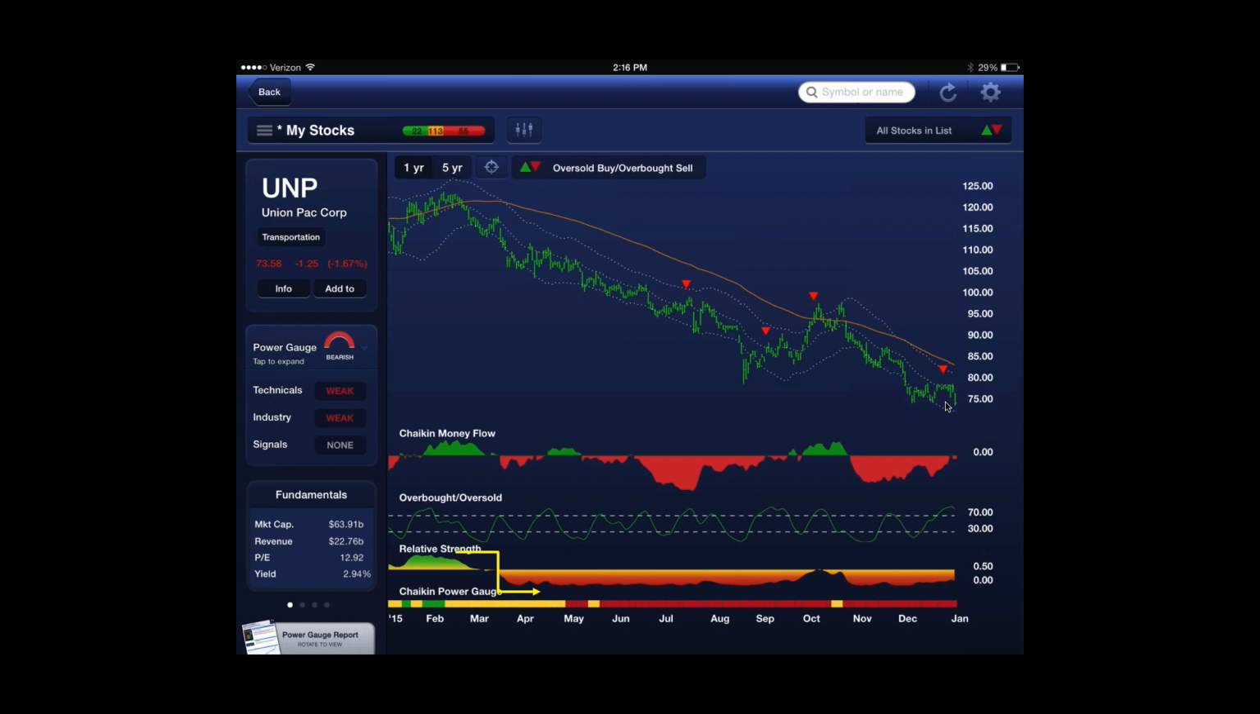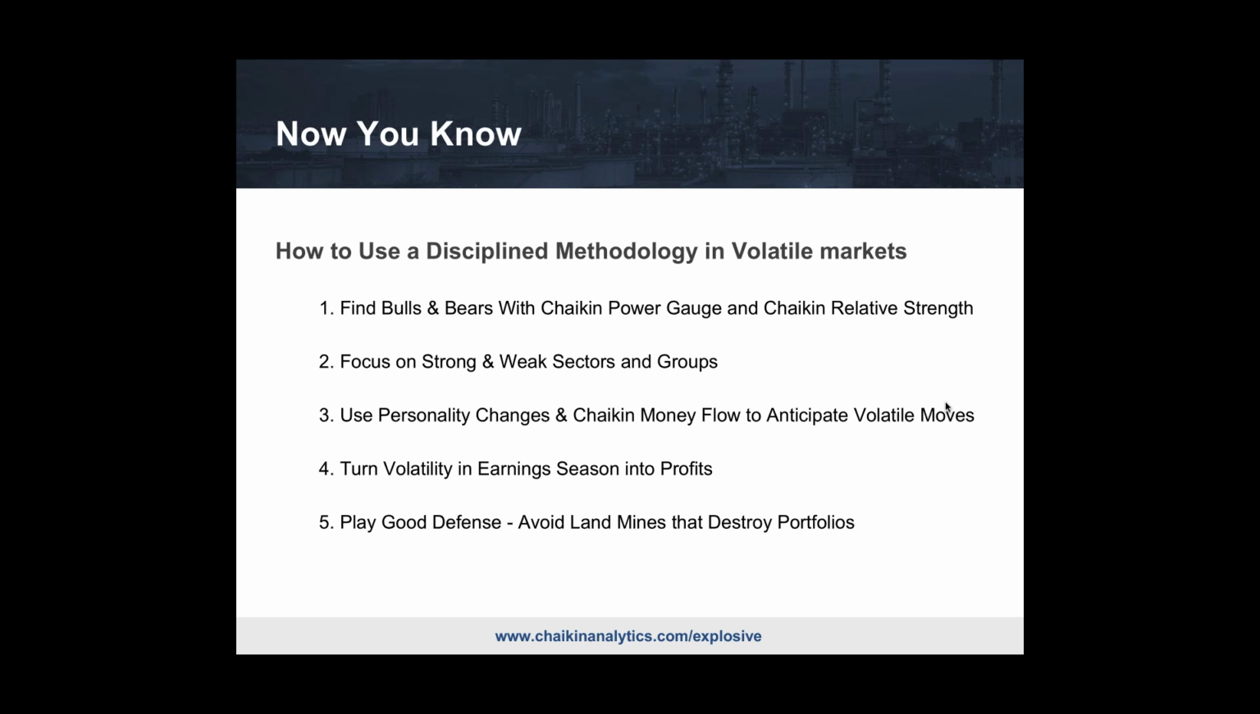Manufacturing activity in the U.S. is contracting. So you've got negative relative strength, negative power gauge rating, negative money flow. Do you want to be positive on this stock? No. Just avoid it. Play good defense. So now you know how to use a disciplined methodology in volatile markets.